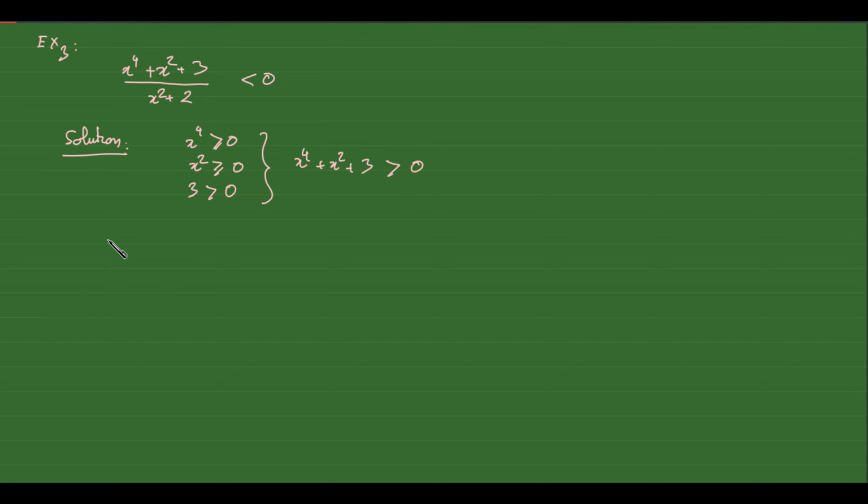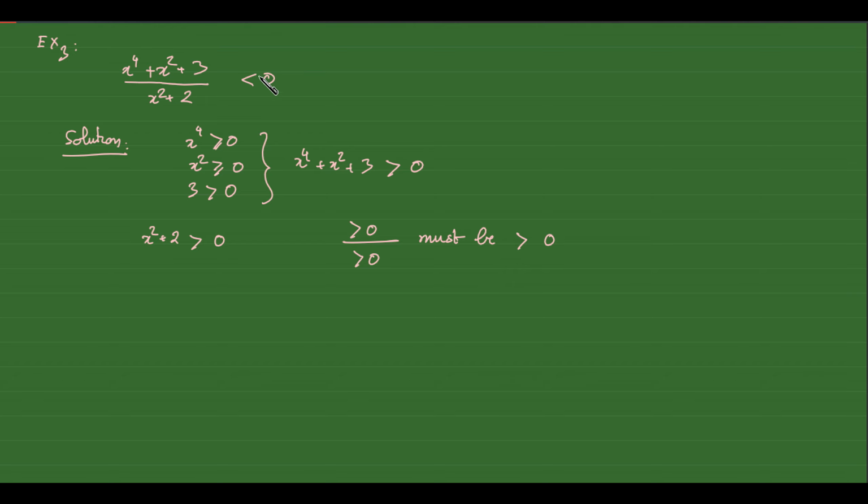Another logic I want to have over here: the denominator x squared plus 2 is of course always greater than 0, no matter what. Even if you plug in a 0, 0 squared plus 2 is greater than 0. So you have something greater than 0 divided by something greater than 0. Then your answer must be something greater than 0, right? Of course.